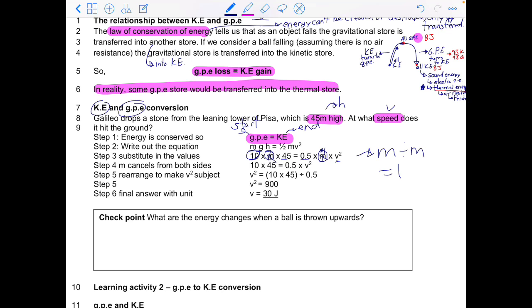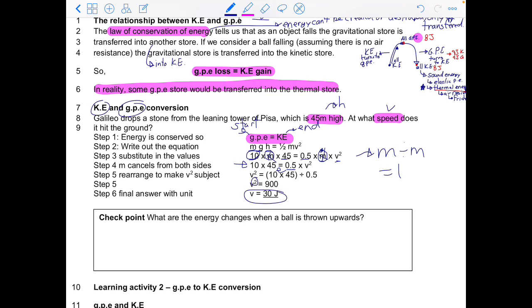So we end up with 10 times 45 equals 0.5 times speed squared. All of a sudden, there's only one variable left there. Now it's a case of collecting like terms. So velocity squared, or speed squared, is equal to, so we have to take this to the other side and divide it out. So 10 times 45 divided by 0.5, 900, take the square root, because the opposite of square is the square root. So the square root of 900, we have 30 joules.